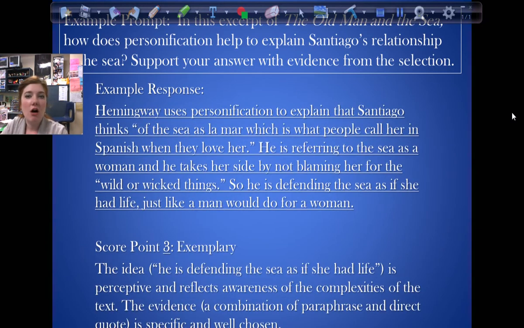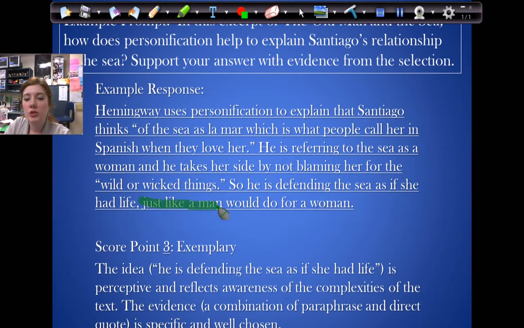A 3 is really hard, and it's supposed to be, right? It's the highest score they can give you. In this response, about personification and relationship with the sea, this person finds a really good quote and interprets it, but then at the very end, this is really good, it makes a real world connection. It says that Hemingway, the author, is defending the sea as if she had a life, just like a man would do for a woman. That's awesome.